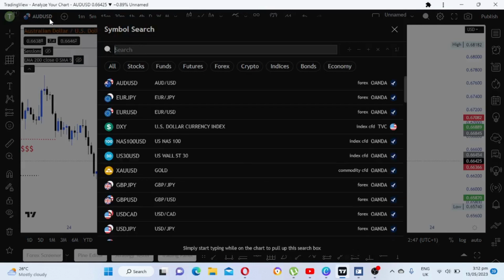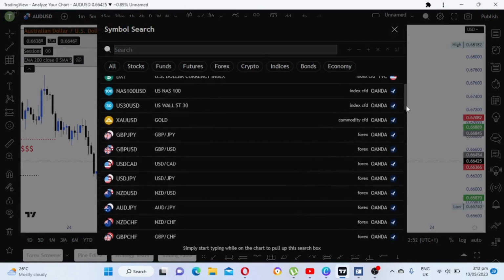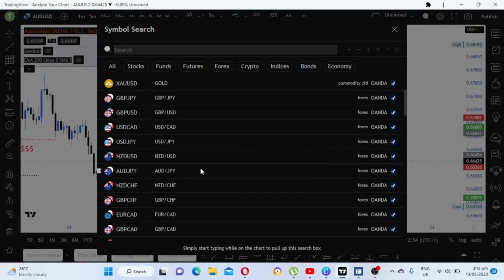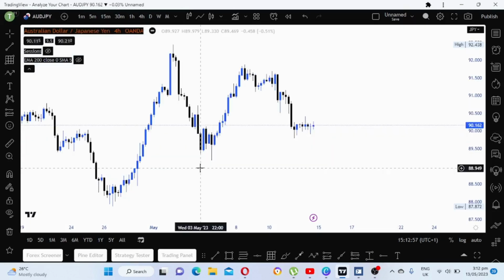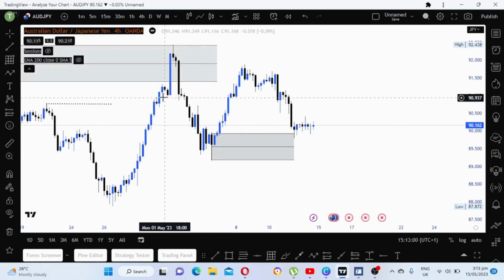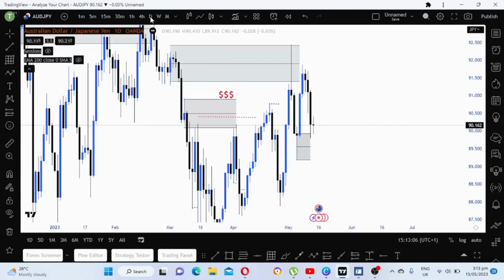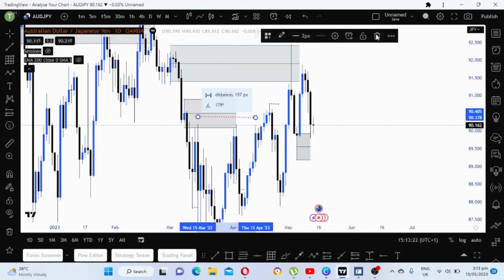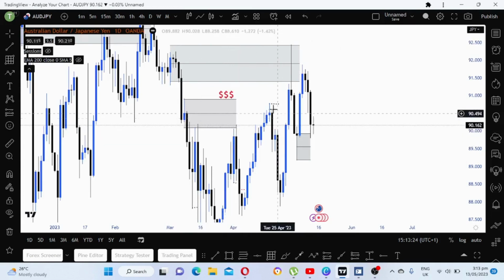Now looking at AUD JPY. As you can see on daily, we are bullish, but we tapped into this supply zone which is here. And now on daily we are breaking structure to the upside.